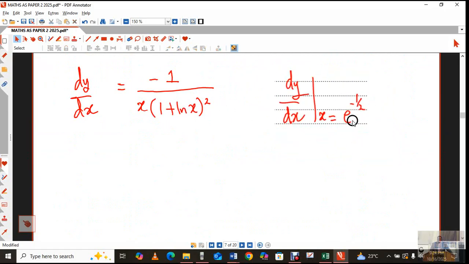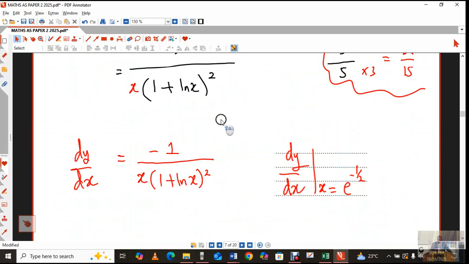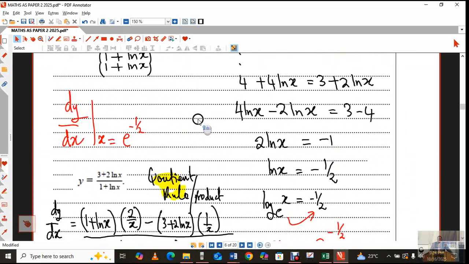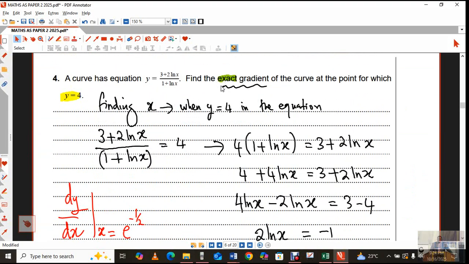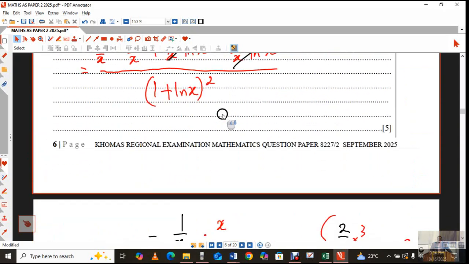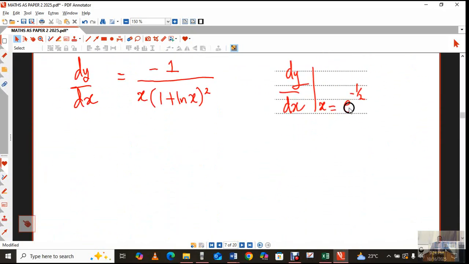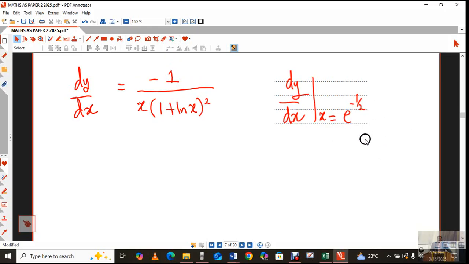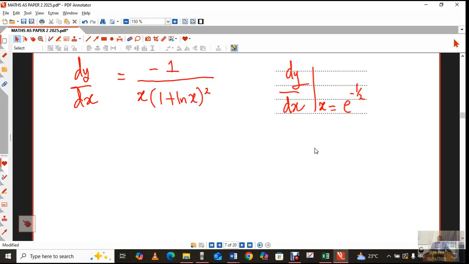Where I have an x, I'm going to substitute e raised to the power of negative a half. And it's also important that you understand that the answer should be exact. Because e is an irrational number, you're not supposed to write out that natural number raised to whatever. So our answer will probably also be in terms of e, since I have the natural log of x over here. So that means I'm just going to substitute everywhere into my derivative. Where I have an x now, I'm going to substitute it with this value here.